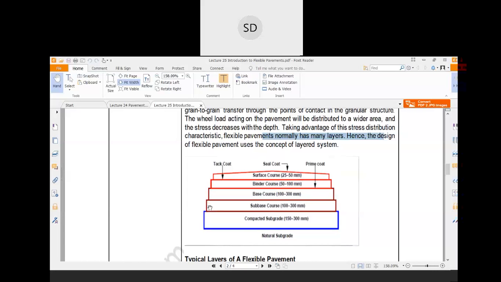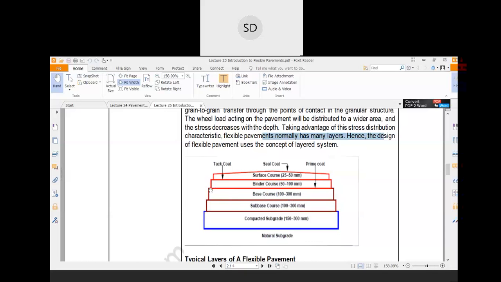In the subbase course, all the aggregate should be of proper characteristics, like it should be durable enough, or it should have hardness properties, etc. And the depth of the subbase course would be 100 to 300 mm. So generally different types of materials like slag or aggregate with larger size are used as a subbase course. Now above the subbase course, another layer would be there, also of only aggregate with smaller sizes than the subbase course. It is called base course.